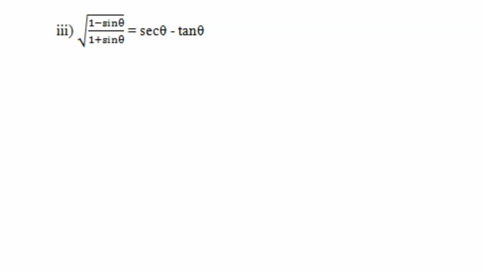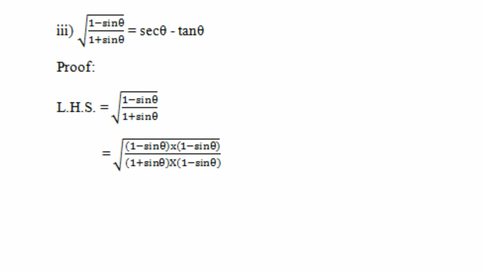Sub question number 3. Square root of 1 minus sin theta upon 1 plus sin theta is equal to sec theta minus tan theta. Let's start with LHS. What is LHS? Square root of 1 minus sin theta upon 1 plus sin theta. Multiplying numerator and denominator by 1 minus sin theta, what you will get? Square root of 1 minus sin theta into 1 minus sin theta upon 1 plus sin theta into 1 minus sin theta.